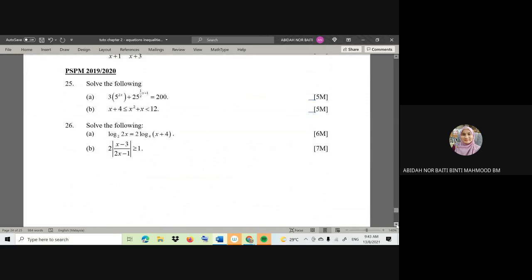26A, what? Change to base 2. For this B, you have to simplify first. 1 over 2 and then go. Okay, that's all. Simplify. We need to treat modulus as a subject.